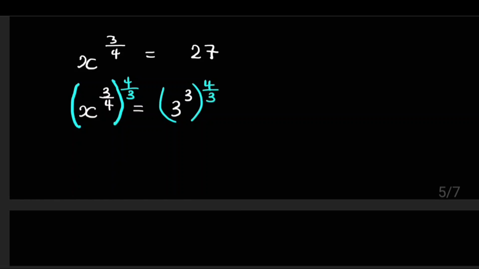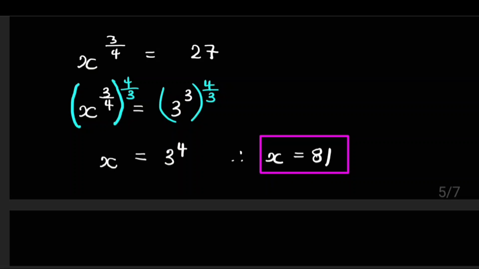So what happens on the left hand side when you have 3 over 4 times 4 over 3? They cancel out to give you 1. So essentially you have x to the power 1 on the left hand side, which is just x. And on the right hand side, if you have 3 times 4 over 3, you're going to be left with 3 to the power 4. Now 3 to the power 4 is equal to 81, which means that therefore x is equal to 81 is your answer.